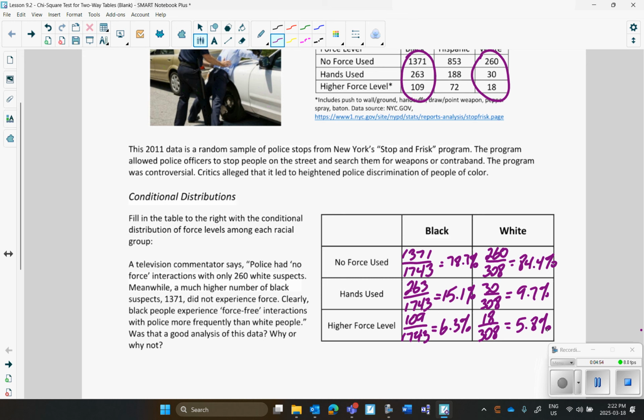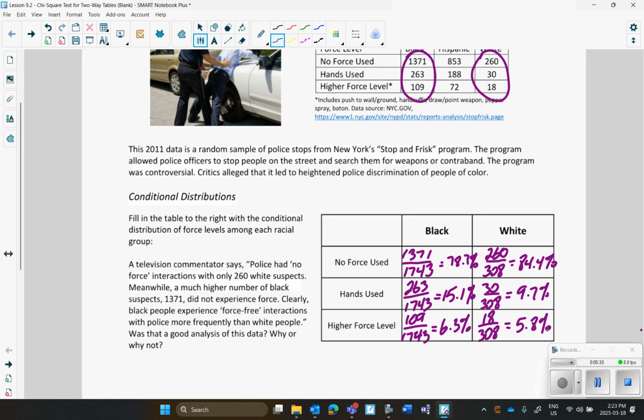So you can see how people can manipulate things, even just something as simple as this, just by focusing on numbers instead of percentages. So a television commentator says police had no force interactions with only 260 white suspects. However, a higher number of Black suspects, 1,371, did not experience force. So what the commentator is saying is, clearly Black people experience force-free interactions with police more frequently than white people. Like, what's wrong with that?